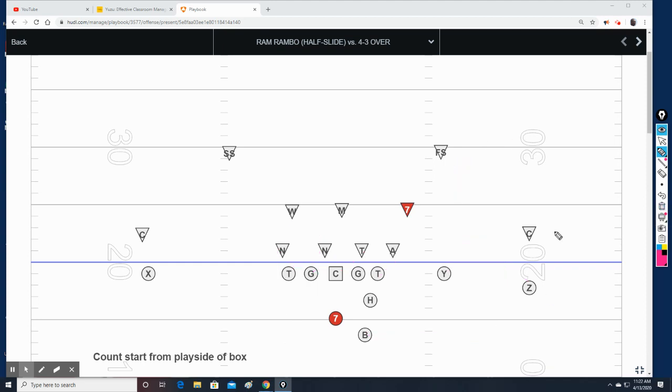All right, now let's talk about each individual job. The guard is starting the slide. So that means that the rule for the guy starting the slide is nobody can cross your face, okay? So let's say they had a stun on and this guy tried to go that way. Well, you have to take it. Nobody crosses your face.